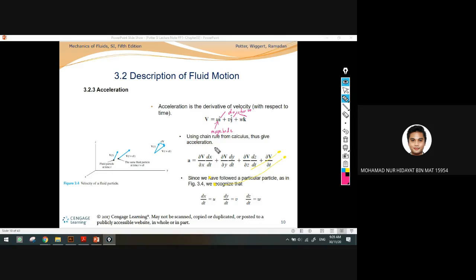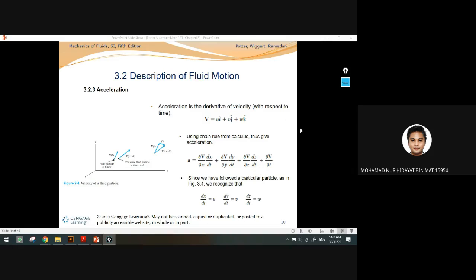Okay, next, from the velocity vector, how do we come to the acceleration? How do we relate the velocity vector to the acceleration? Remember, acceleration is the derivative of velocity with respect to time. That means we differentiate velocity with time. So velocity over time is acceleration. Using the chain rule from your basic calculus does give the acceleration. So this acceleration is delta V.